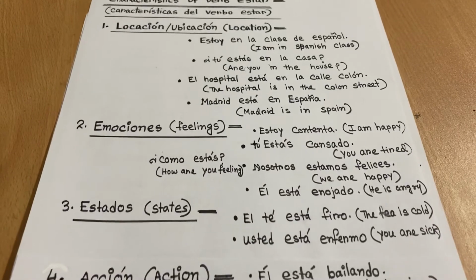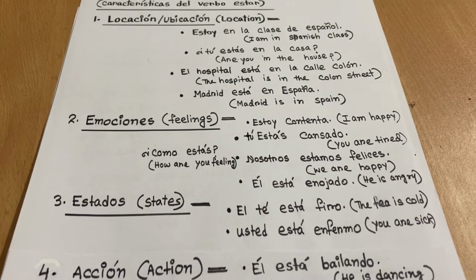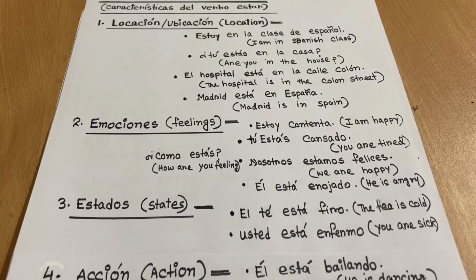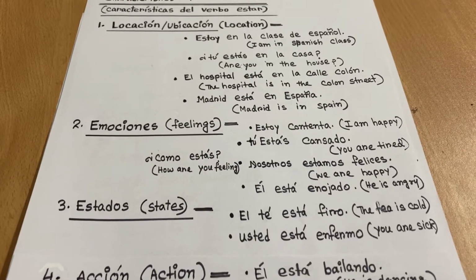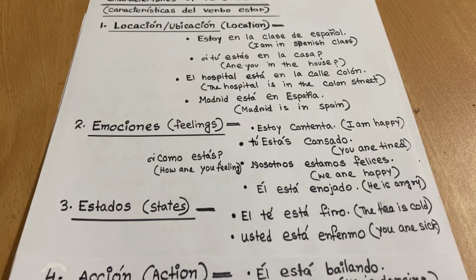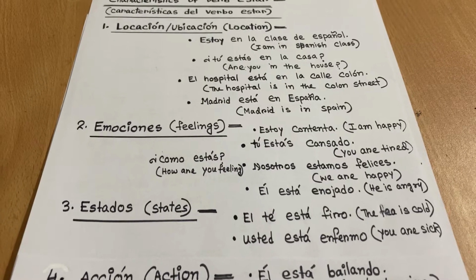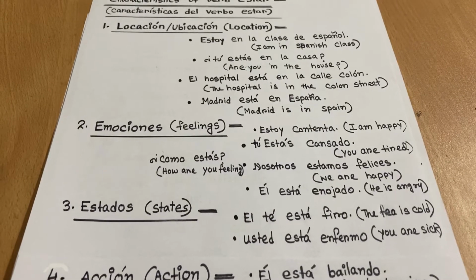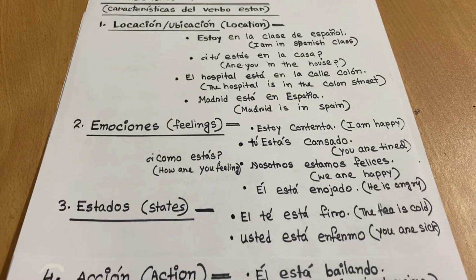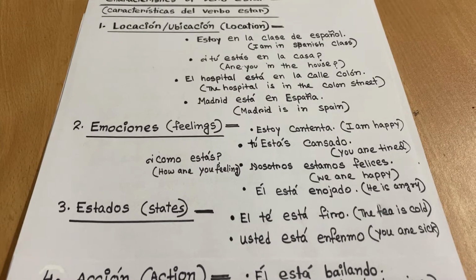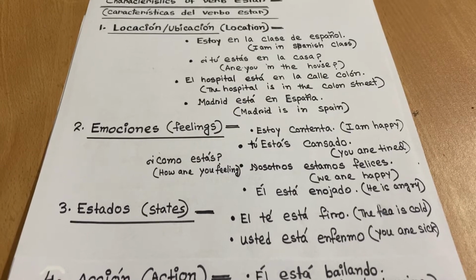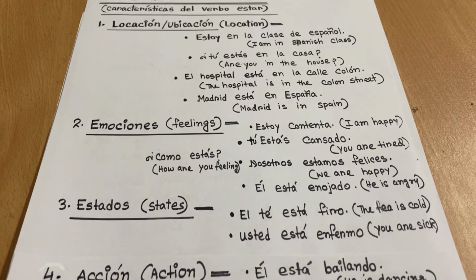Next is emotion, or in Spanish, emociones, feelings. That means a person is happy, sad. You are talking about the person's feelings, then you have to take the estar verb. Estoy contenta. I am happy. ¿Tú estás cansado? You are tired? That means ¿cómo estás? Always we ask ¿cómo estás? How are you feeling? When we talk about our feeling, we have to take the estar verb.